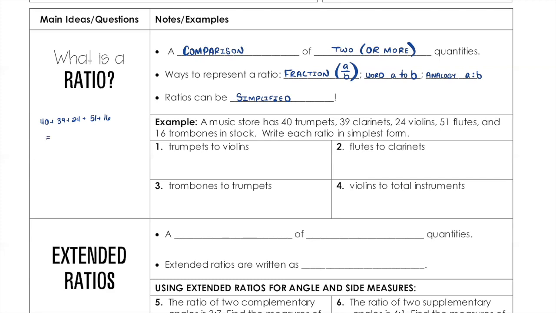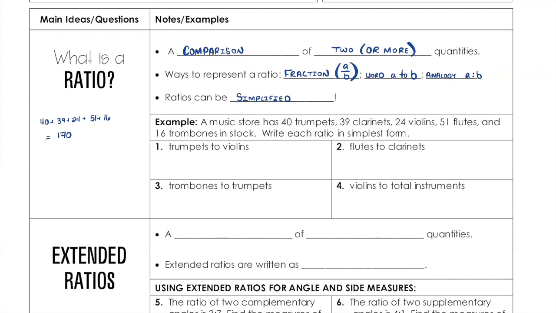When I put those together, what do I get? What is the total? 40 plus 39 is 79, plus 24 is 113, 51 is 154, and then 16, 180. Sounds great. Except it's 170. 40 plus 39 plus 24, plus 51 plus 16 is 170. So there's 170 total instruments in our music store.